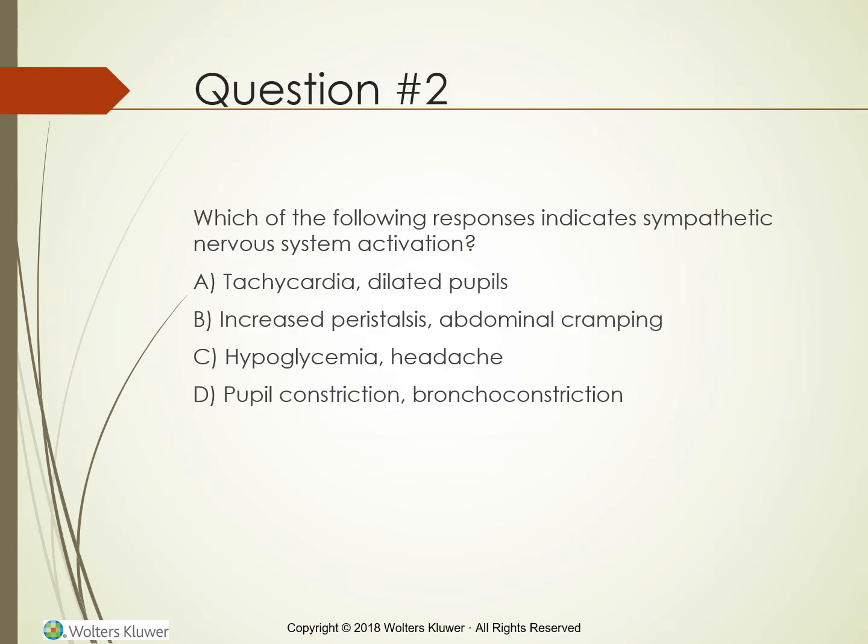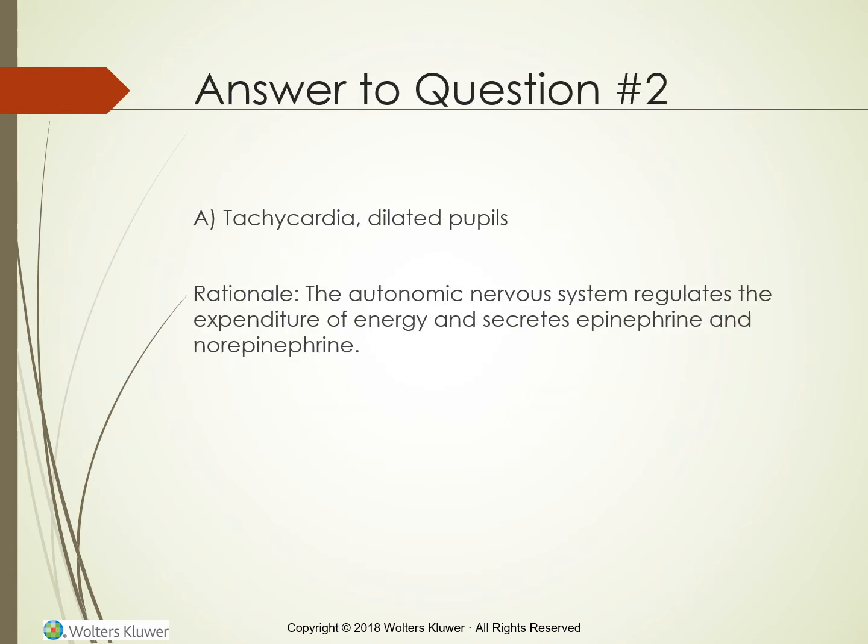Question: which of the following responses indicates sympathetic nervous system activation? Tachycardia and dilated pupils, increased peristalsis, abdominal cramping, hypoglycemia and headache, pupil constriction and bronchoconstriction. Your answer should be tachycardia and dilated pupils. The autonomic nervous system regulates the expenditure of energy and secretes epinephrine and norepinephrine.